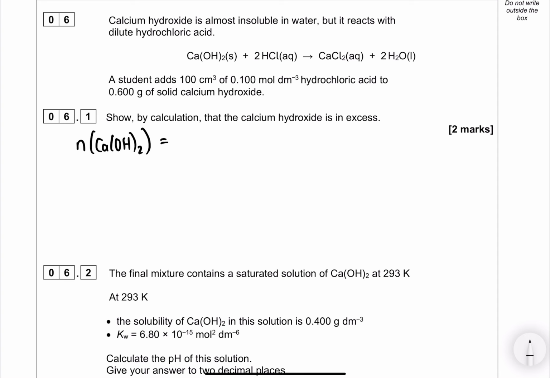So we're going to add up the Mr of calcium hydroxide, so 40.1 for calcium and 17 twice for the hydroxides, so 74.1. 0.6 grams, and that on my calculator, so 0.6 grams over 74.1 is 0.00810.